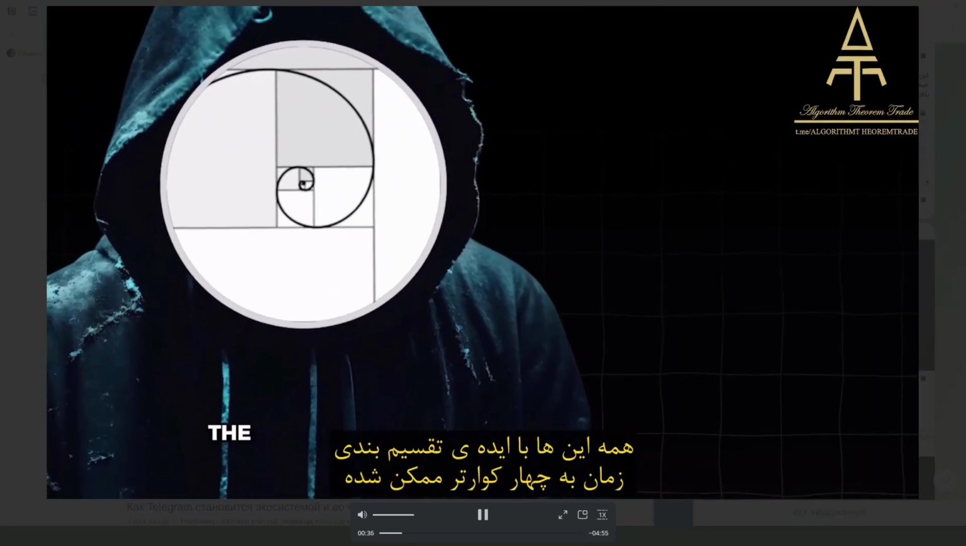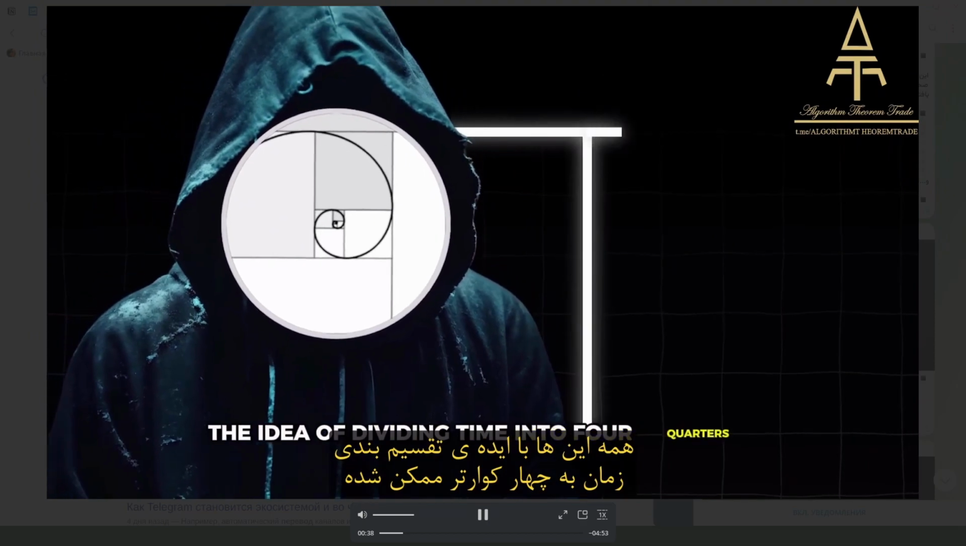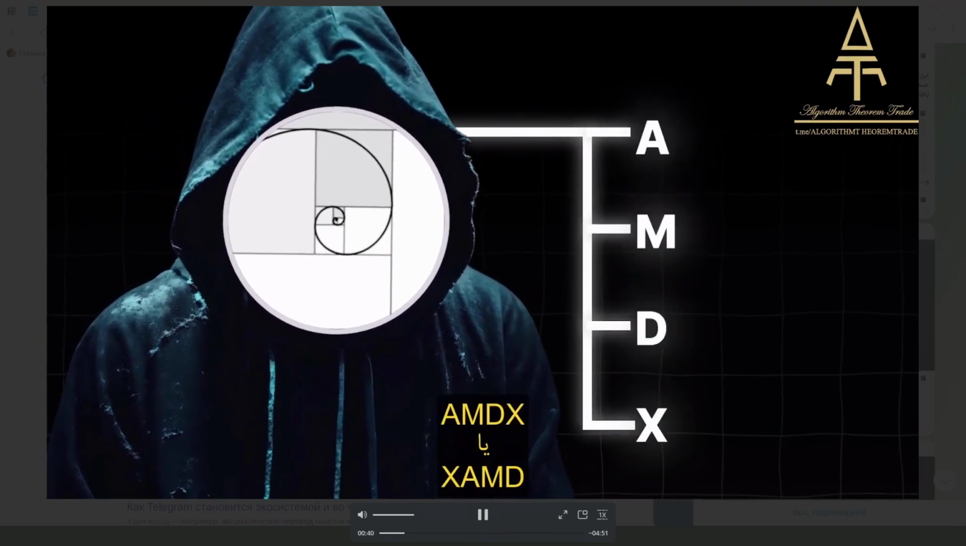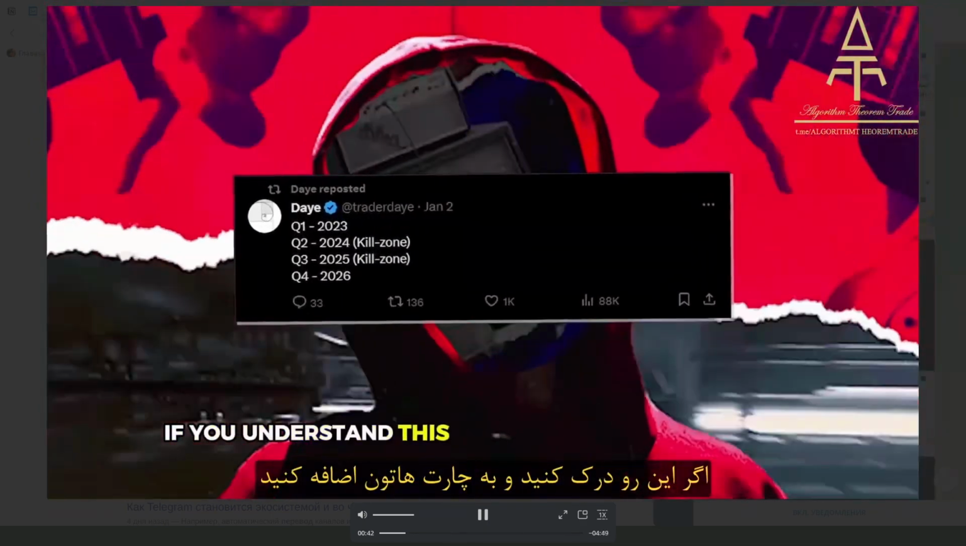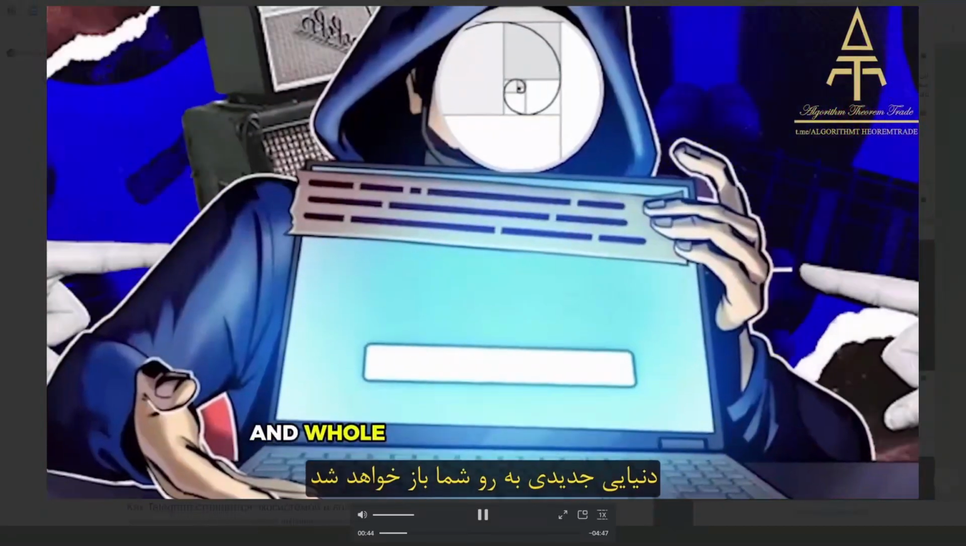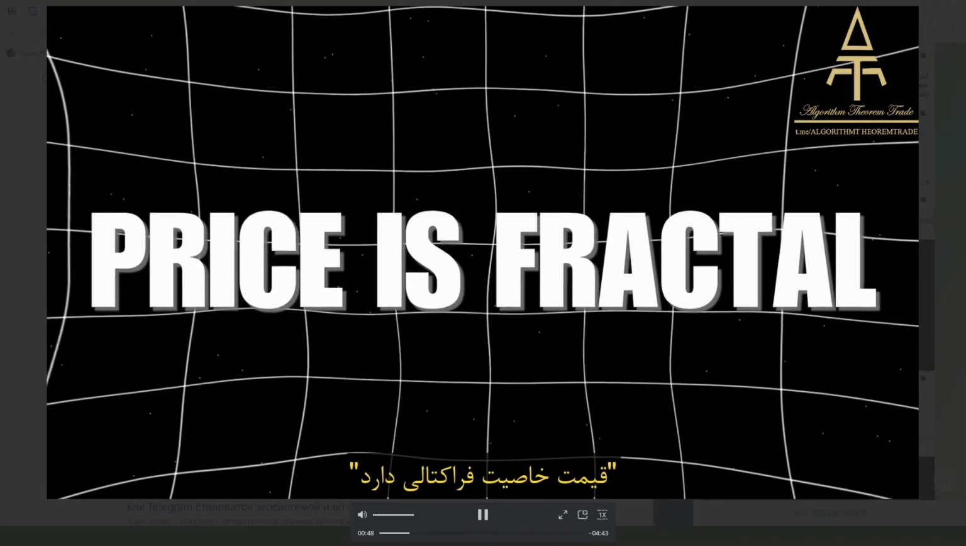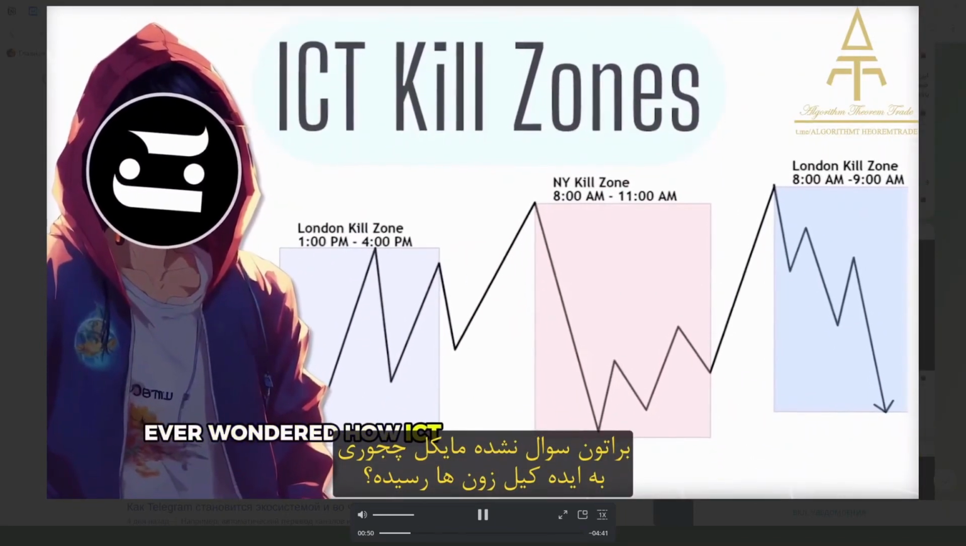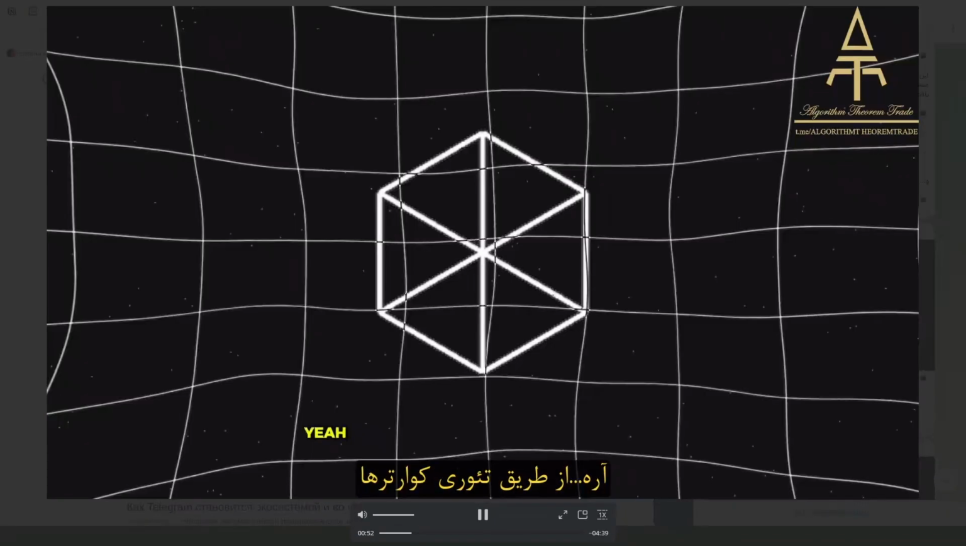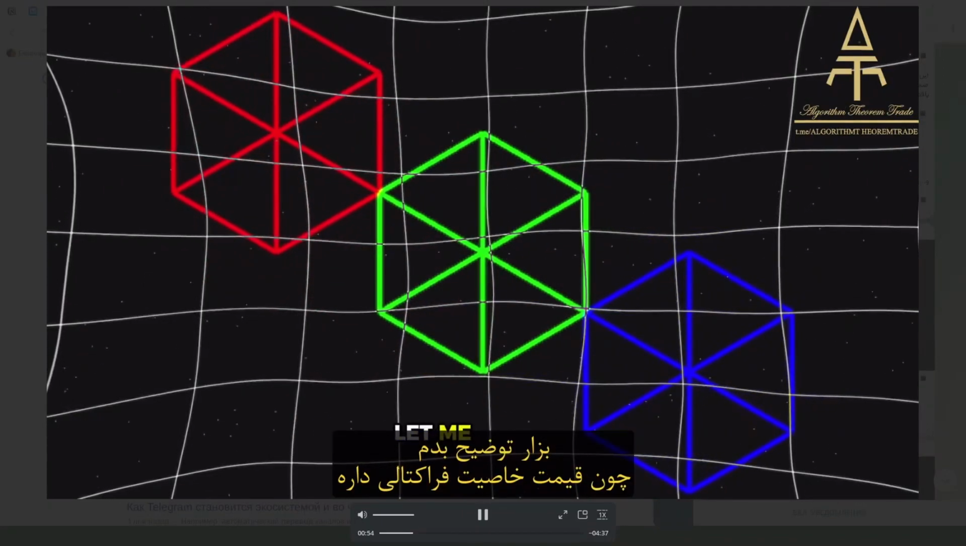It all revolves around the idea of dividing time into 4 quarters, AMDX or XAMD. If you understand this and apply it to your charts, a whole new world opens for you, and nothing will ever be the same. Ever wondered how ICT got the times of his kill zones? Yeah, that's Quarterly Theory. Let me explain.